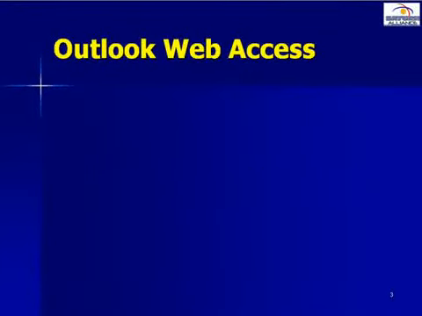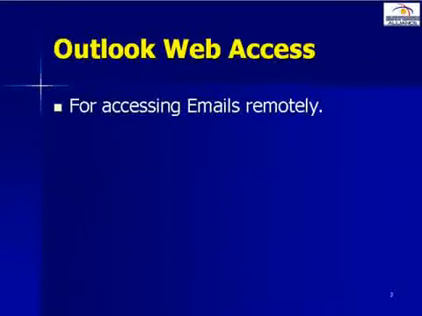So what is Outlook Web Access? It is mainly for accessing emails remotely on a Windows server. It's basically like Hotmail in the fact that you can access your emails via a web browser without the installation of any software on the client machine.